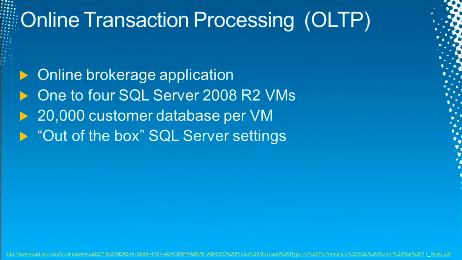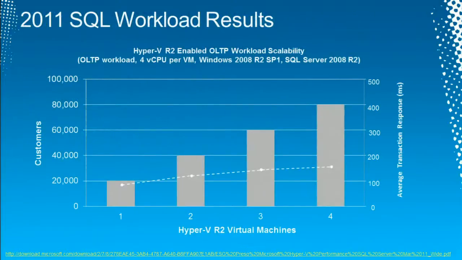But in this case, they just use the out-of-box settings. You know, install, next, next, next, finish. Let's get the databases in, and off we go. So these are their out-of-box settings. And what they found is these customers scaled linearly across the 4 workloads. So 20,000 customers on one VM, up to 40, up to 60, up to 80.